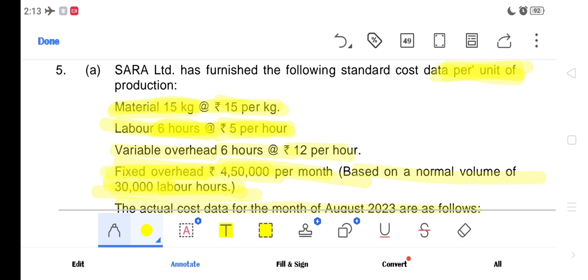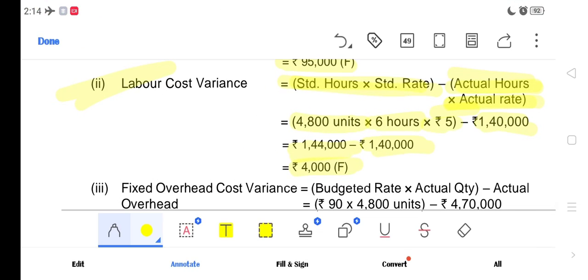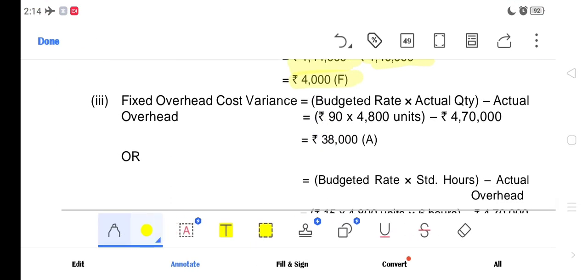Per hour, if it is 15 rupees, then how many hours are required? He only said based on labor hours. So per unit, it is 6 hours, and per hour 15 rupees. And this is per unit. How many units? 4,800. Let's see, what is the formula? Fixed overhead cost variance, budgeted rate into actual quantity minus actual overheads. Actual overheads he has directly given as 4,70,000 in the question.